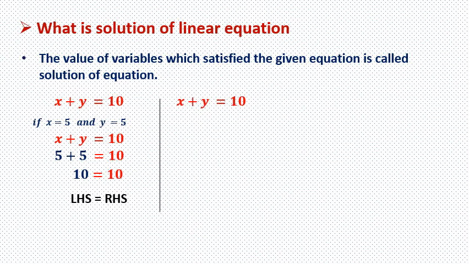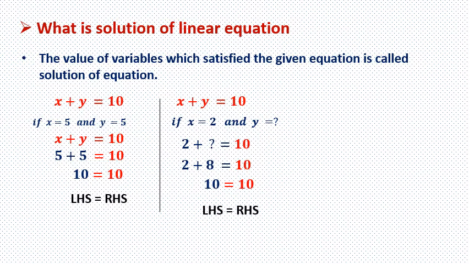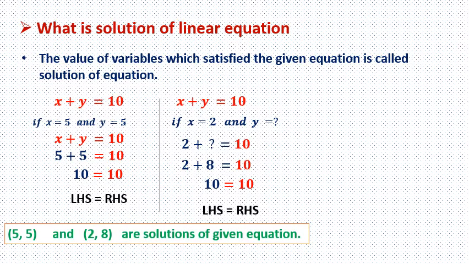If you consider the same equation again, x plus y equal to 10, more than one possible solution may exist for the same equation. For example, if we take the value of x as 2, then what should be the value of y? The value of y will be 8. It means 2 plus 8 will become 10, 10 equal to 10. Again the left side and right side of the equation become equal. So 5 comma 5, meaning 5 is the value of x and 5 is also the value of y, and 2 comma 8, both are solutions for the given equation.